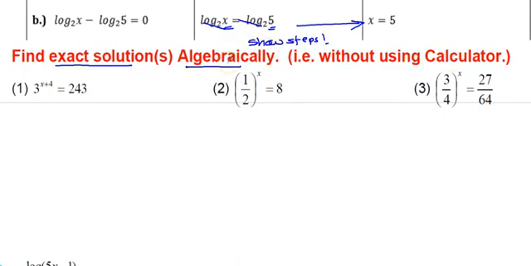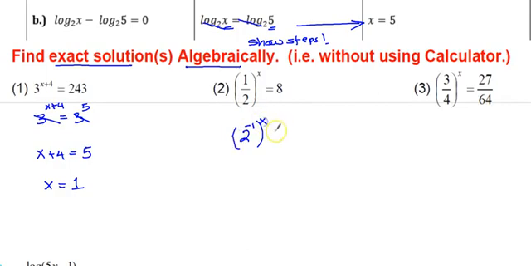So first of all, let's take a look at this. 3 to the x plus 4 equals 243. 243 we can rewrite with base 3 as 3 to the 5. So this is 3 to the x plus 4 equals 3 to the 5. We can drop the base. x plus 4 is equal to 5, and we can say x is equal to 1. Here, try to look for the smallest base. The smallest base is 2. So I rewrite this as 2 to the negative 1. 8 is 2 to the 3rd. Negative x is equal to 3. x is equal to negative 3.